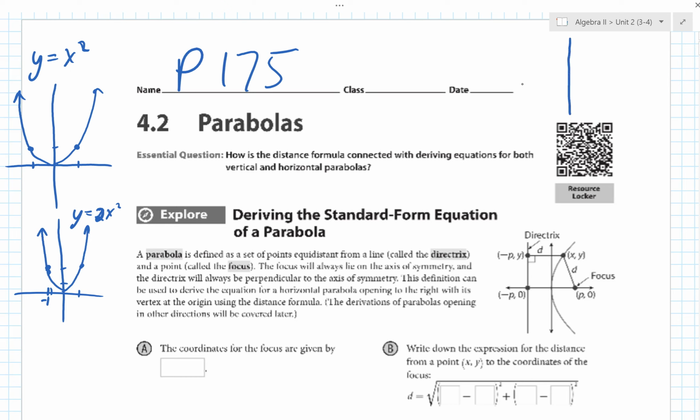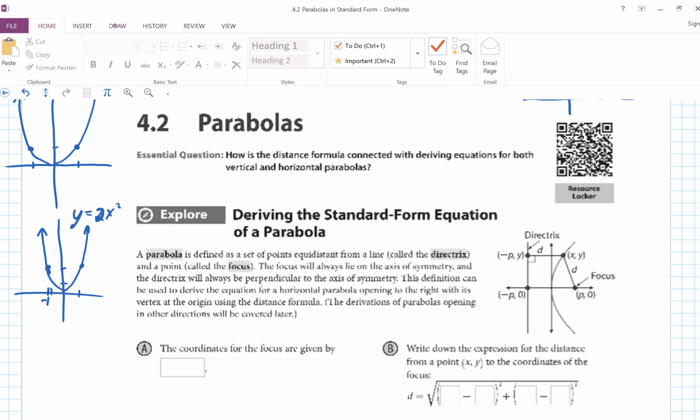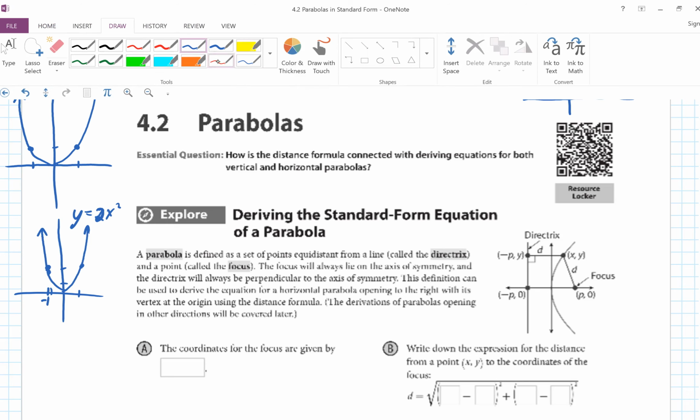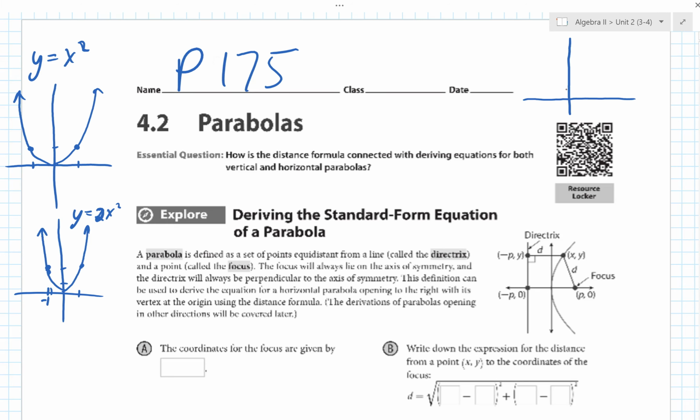So if you draw a set of axes like that, and then let's graph a horizontal line at, let's say, y equals 2. Okay, so I'm going to do a dotted horizontal line. And then 4 units above that at y equals 6, I'm going to put a point.